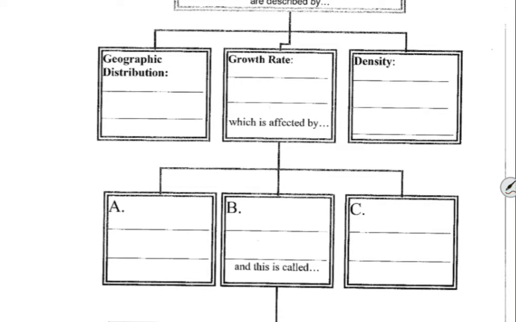Okay, so geographic distribution, I'm going to write in a different color so you can see better, it's the where. Where a population is located and how they are distributed. And I know I'm kind of using the term in the definition there, but we'll talk about that more.